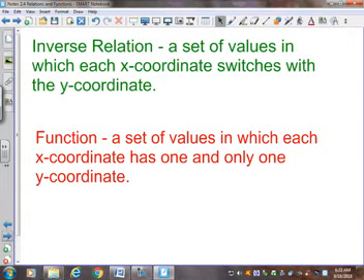So on our next page of definitions, the inverse relation, that's a very new topic that we're going to talk about. To inverse a relation, it's a set of values in which the x and the y coordinates of each point have switched. So it's very simple to switch an x and a y value. It's nothing really complicated. And then our other definition is we're going to talk about functions. A function is a set of values in which each x coordinate only has one y coordinate that goes with it.